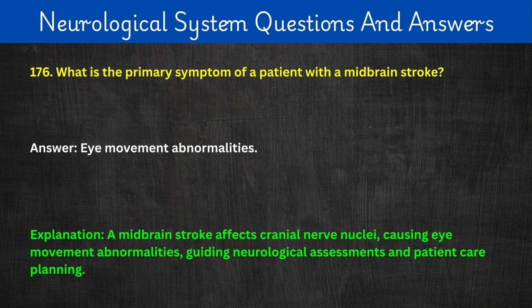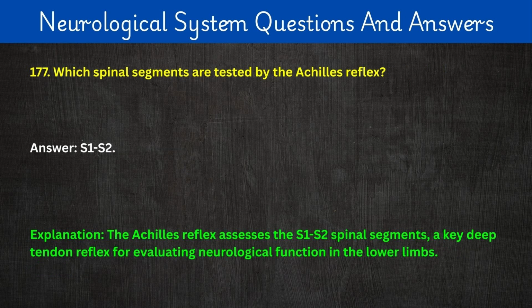patient care planning. 177. Which spinal segments are tested by the Achilles reflex? Answer: S1, S2. Explanation: the Achilles reflex assesses the S1, S2 spinal segments, a key deep tendon reflex for evaluating neurological function in the lower limbs.